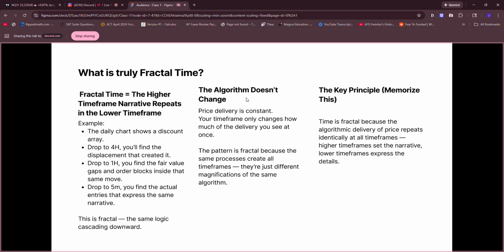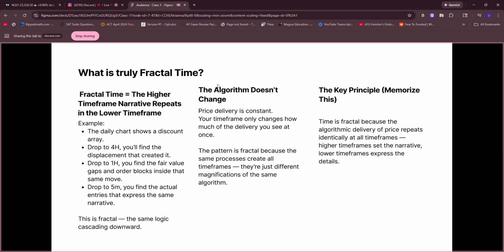So what is truly fractal time? This is the key to what I think fractal truly means, right? In fractal time, the higher time frame narrative repeats on the lower time frame. For example, if on the daily chart you see a daily bullish fair value gap, right? If you drop to the 4 hour, you'll see the displacement that created it, and you also see other fair value gaps on the 4 hour. If you drop down to the 1 hour, you can find fair value gaps and order blocks inside the same move that you can trade off of. And then on the 5 minute, you can see actual entries that express the same narrative. So this is fractal, the same logic cascading downwards.